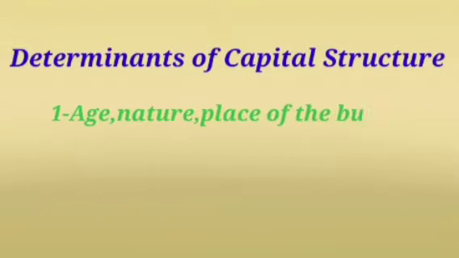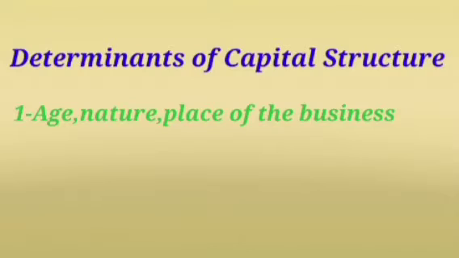So what are the factors that are affecting capital structure, or you can say the determinants of capital structure. The first one is nature, place, or age of the business. Age means how many years the business is running. That means how old that business is in our society, especially in India or in the world. Nature means which type of product it is producing, from which industry it is coming, what is the demand of that product in the market, or something like that.